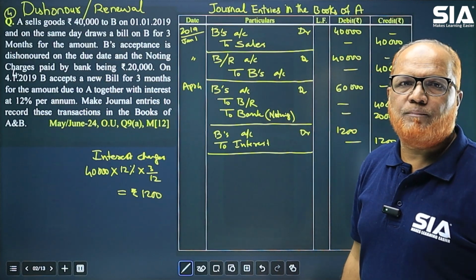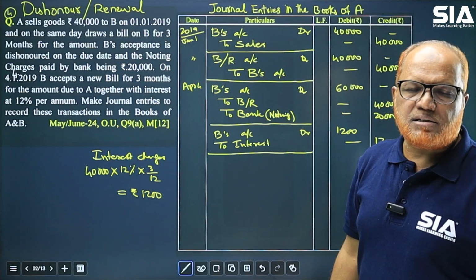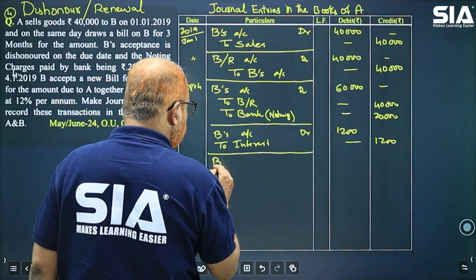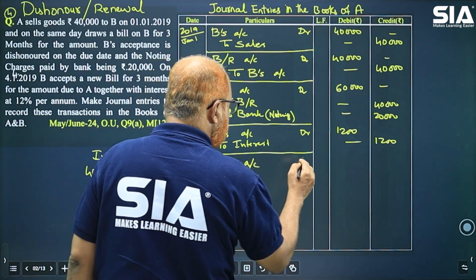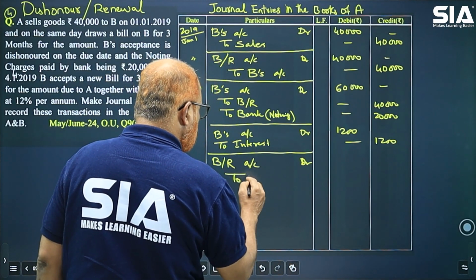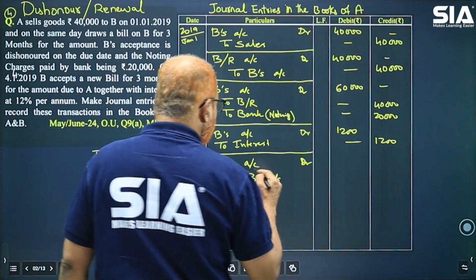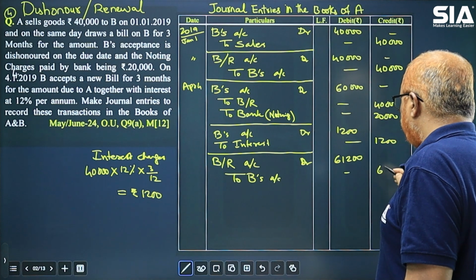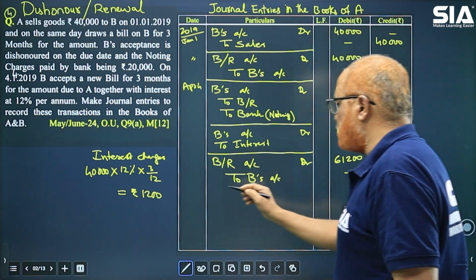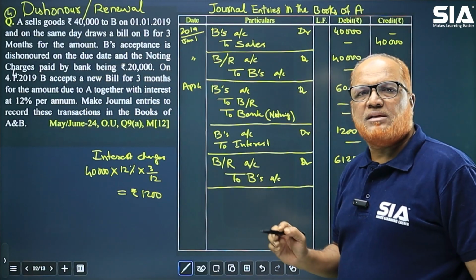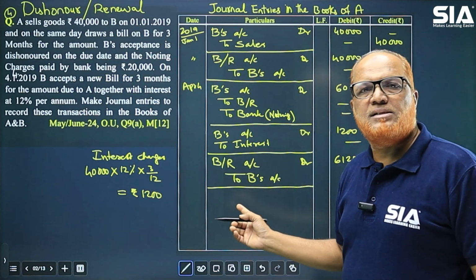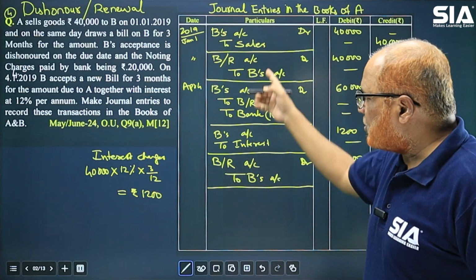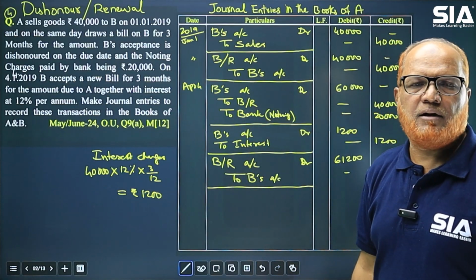Now a new bill is drawn. When the new bill is drawn and it is accepted by B, then entry will be bills receivable account debtor to B's account. How much is the total amount? 61,200. Narration: being the acceptance of the new bill is received. That's all. This is what the journal entries in the books of A, Drawer.